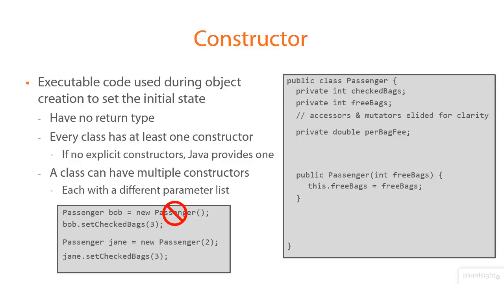So if we still want to allow users of our class to create instances that don't provide any arguments, we're responsible to go ahead and write a constructor that doesn't take any arguments. It doesn't have to do anything, but just by putting that there, we're saying that that code that creates an instance without providing any parameters is now valid again.